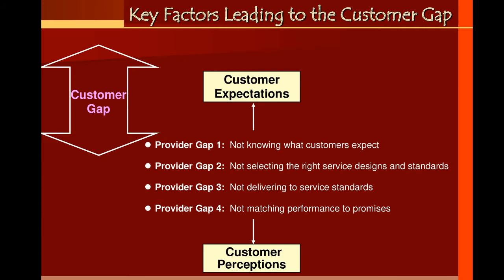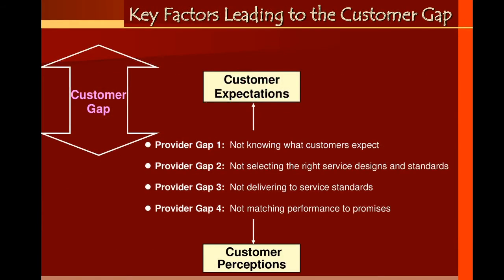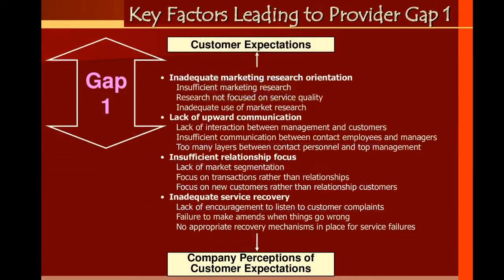In a simple format, when we see the previous slide, sometimes it will be confusing. This is actually a very simple slide; in one sentence, they are talking about this. The next slide will be talking about four points for each and every gap: the customer expectations and the company's perceptions of customer expectations. The first point is inadequate marketing research orientation, the second is lack of upward communication, the third is insufficient relationship focus, and the fourth is inadequate service recovery.